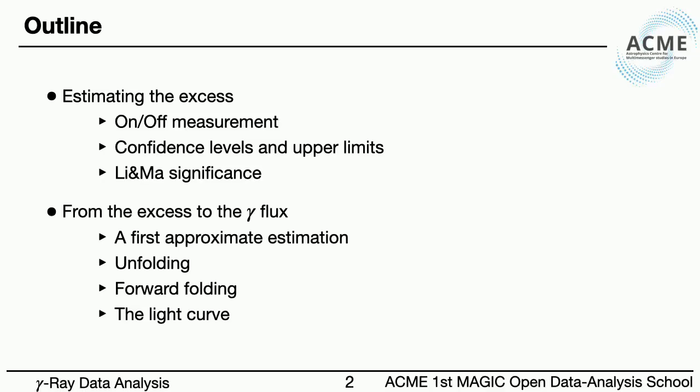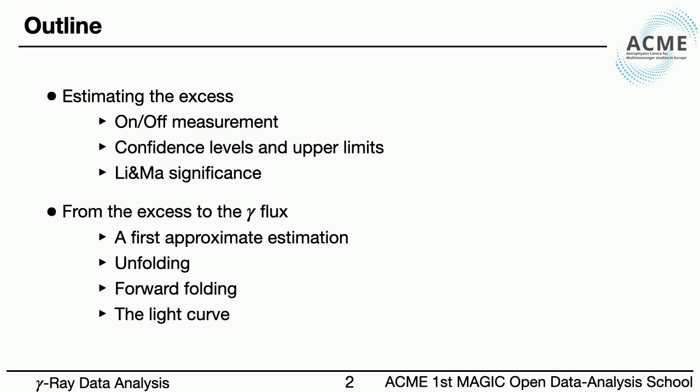Here is the outline of my talk. We will begin with the problem of estimating the excess. This includes the on and off measurement technique, how to construct confidence levels and upper limits, and finally the Li & Ma significance formula, which is standard in gamma ray astronomy.